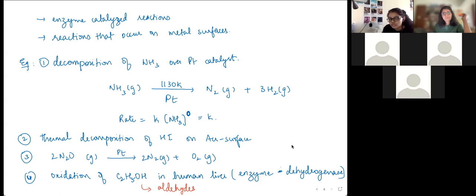Any reaction that depends on the availability of something else rather than the concentration of the reactant is zero order. We can't generalize it 100%, but yes, if it is independent of the concentration, it's definitely going to be zero order.